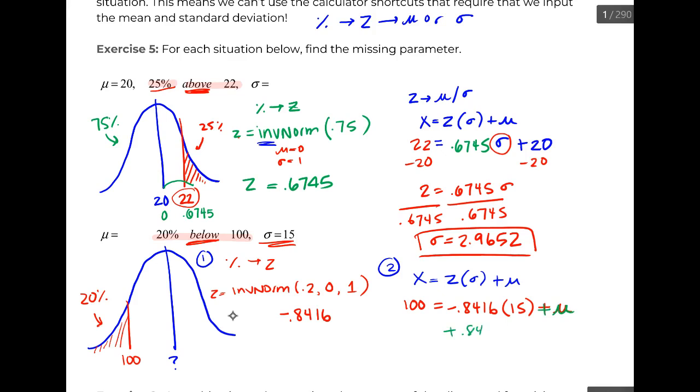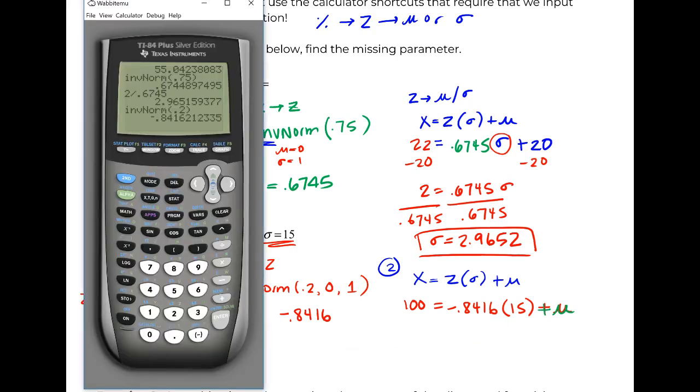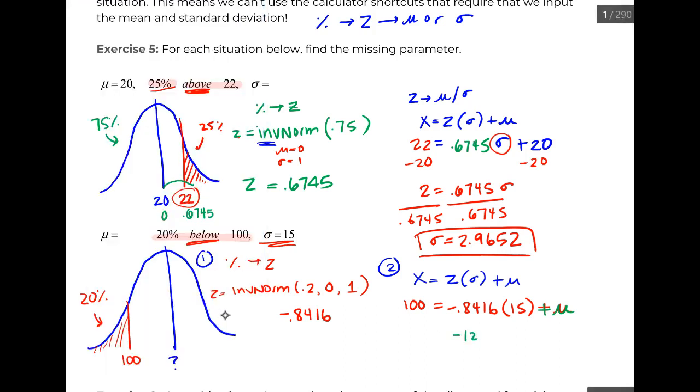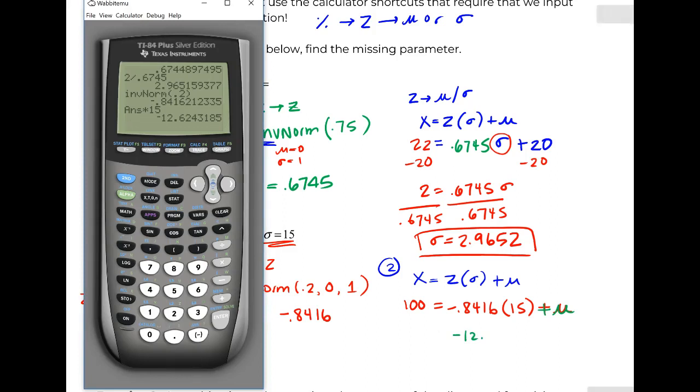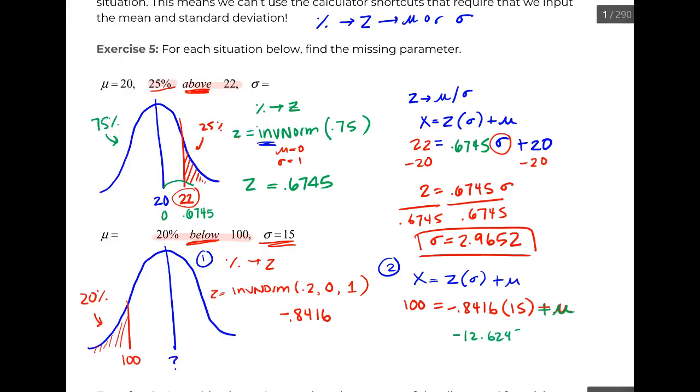So we're just going to add this piece, whatever that is. And you can always do the multiplication out if you want to ahead of time, but it doesn't really matter, so we could do that times 15. So we have negative 12.6243 plus mu is equal to 100. And then we just need to get rid of that negative 12 by adding it. So our mean is equal to 112.6243. Again, we throw units on there, but this question is just basic.